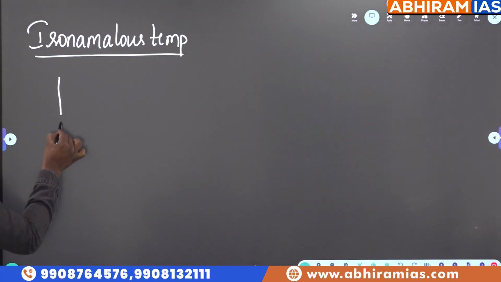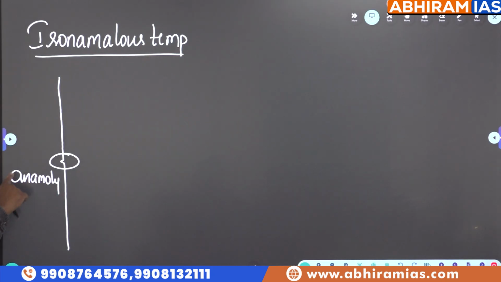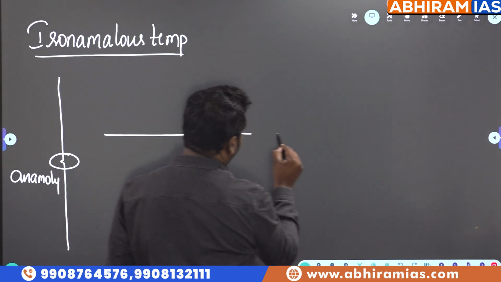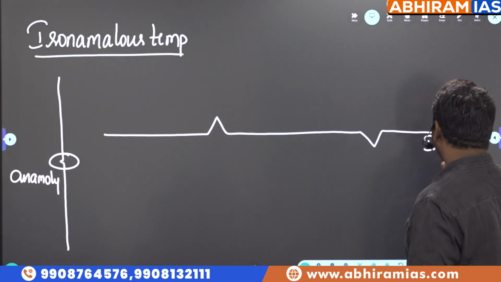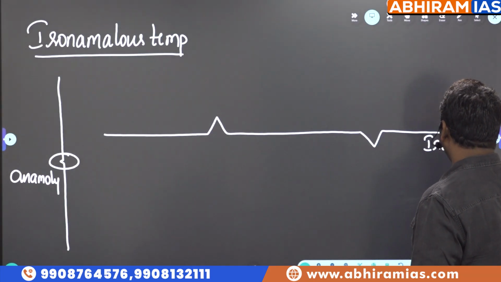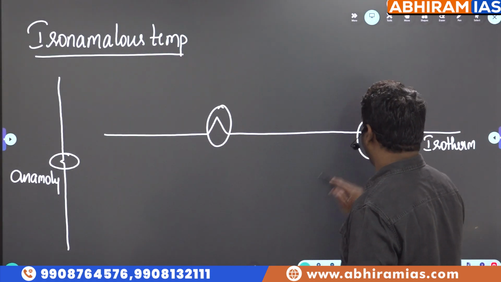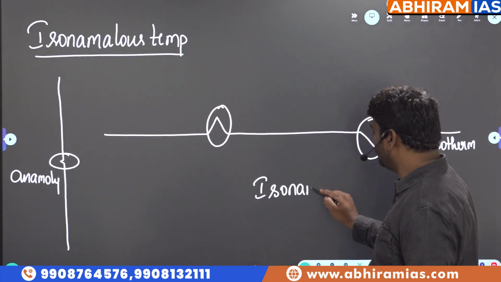Yes, if you have a straight line, if you have a small variation, the variation is called an anomaly. Okay, variation is called anomaly. Same way, within an isotherm, if you have any anomaly, then it is called isonormalous.